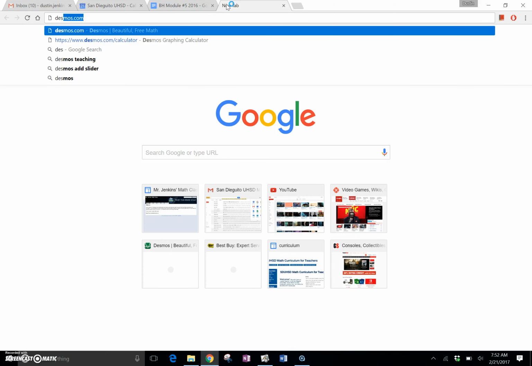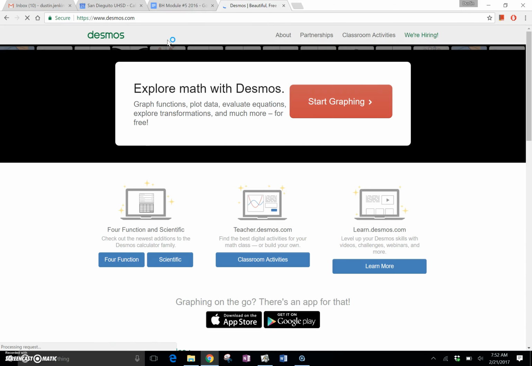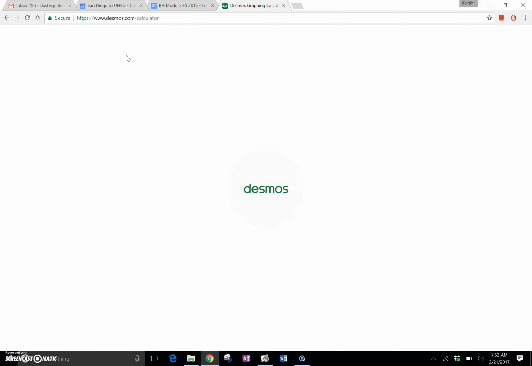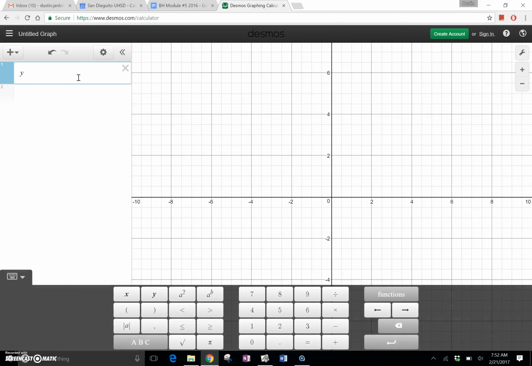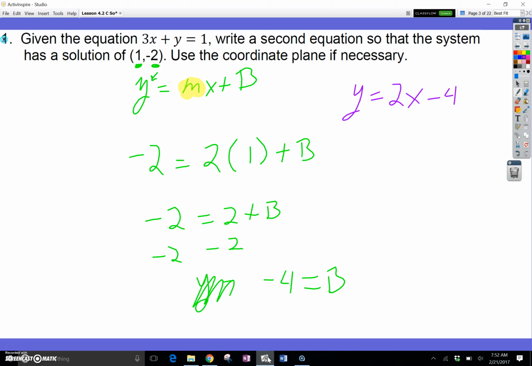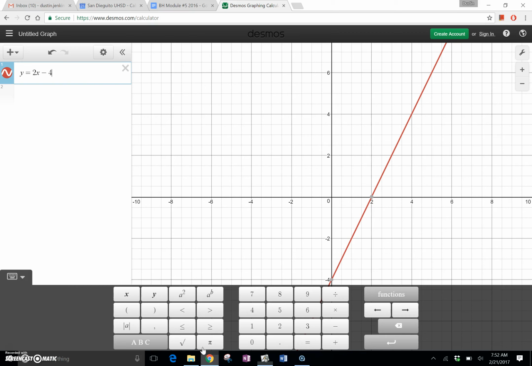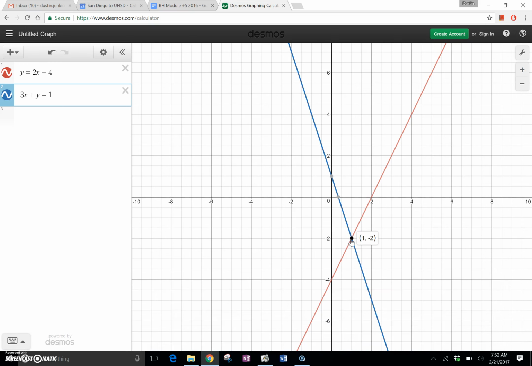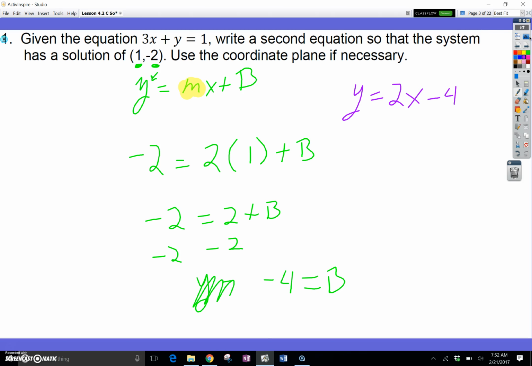So if we just bring up Desmos really quickly, you can go ahead and do this on your graph. I want you to come up with your own. So I just showed you an example. You're going to come up with your own example. So while this loads, my equation was y equals 2x minus 4. And the other one that it gave me was 3x plus y equals 1. So let's add a new one right here. 3x plus y equals 1. And if you see where they intersect right here, that is 1 comma negative 2. So go ahead now, find a new example by changing this one, y equals 2x minus 4, and decide what that new equation is. Okay?